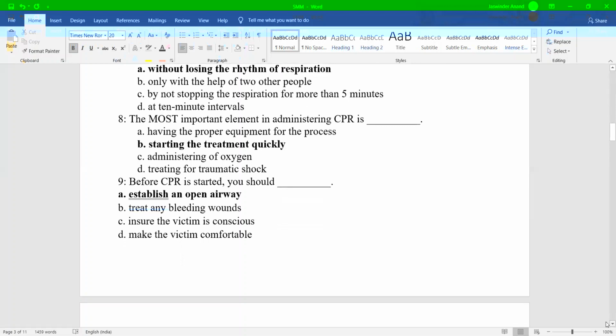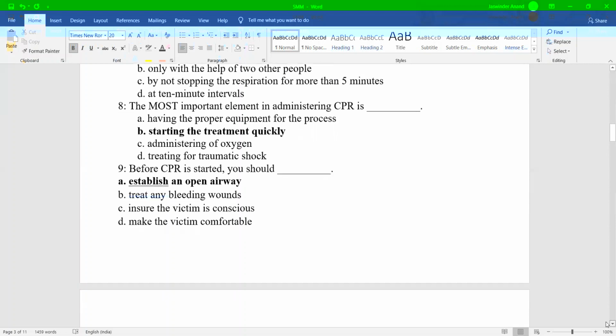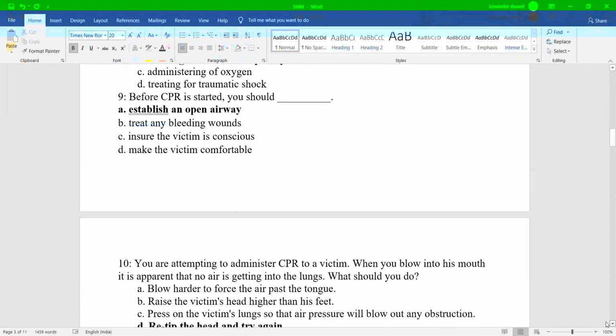Question number 9. Before CPR is started, you should establish an open airway, treat any bleeding wounds, ensure the victim is conscious, make the victim comfortable. Well, establish an open airway. So A is the answer.